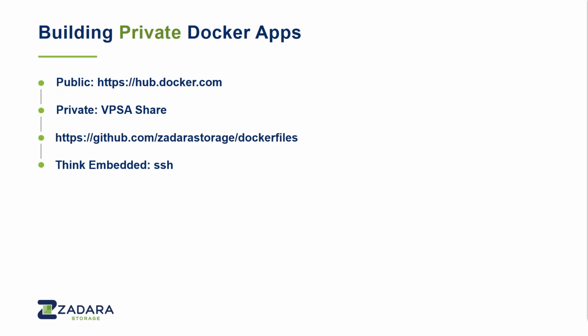Now, if you want to do a private application that you don't want to share with anyone, the current way to do it is to build it right in Docker, and then you copy the image itself onto a share. And then from the share, you can load the image into the VPSA and then go ahead and run it.